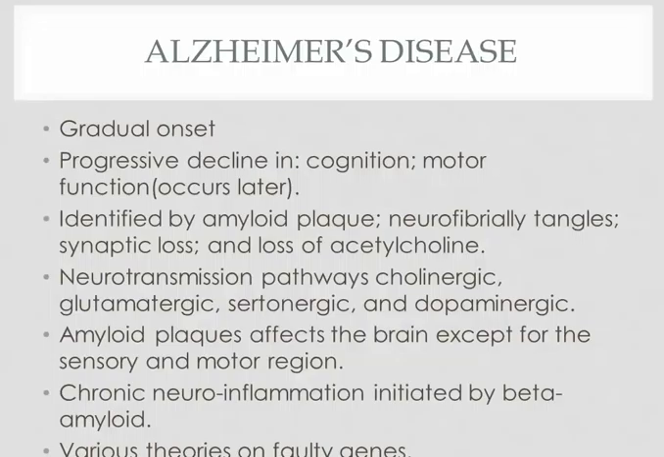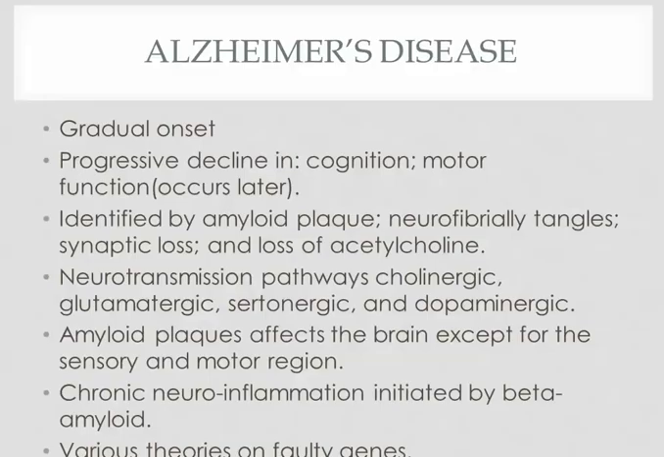Neurotransmission pathways have also been researched with Alzheimer's disease. Researchers indicate that several neurotransmission pathways may be involved, including cholinergic, glutamatergic, serotonergic, and dopaminergic. Currently, the loss of cholinergic neurons appears to be the most important abnormality.